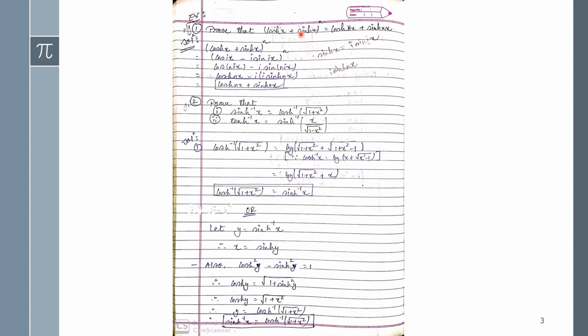The formulas will be the same, whether it is hyperbolic or real functions. So with the same procedure only, I'm now starting with the LHS. The LHS is given as (cosh x + sinh x) whole raised to the n power. Now I'm using the formulas for the hyperbolic cos.